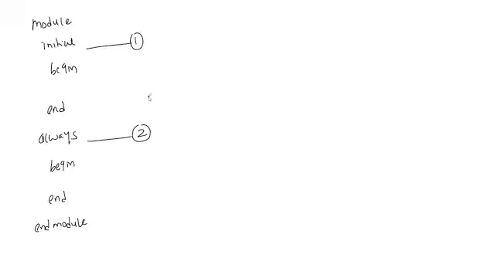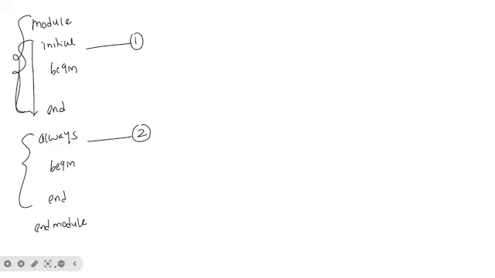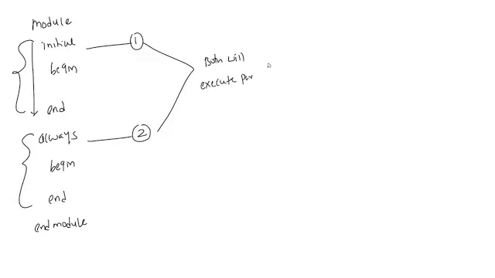Initial will execute one time, and always, yeah. I know, but this is one block, no? This is the initial block, and this is the always block. So my question is, which one will be executed first? Here also both will execute parallel. As this is a concurrent language, both will execute parallel.